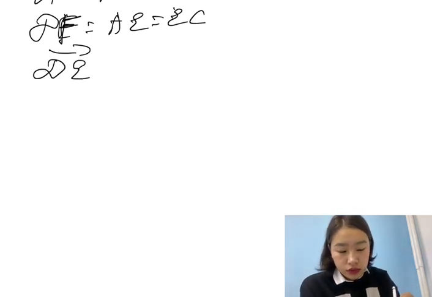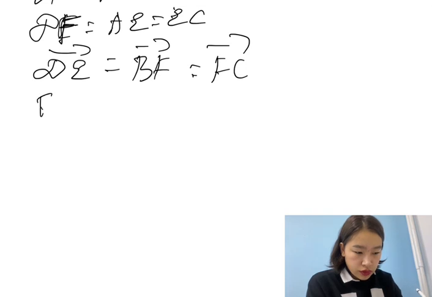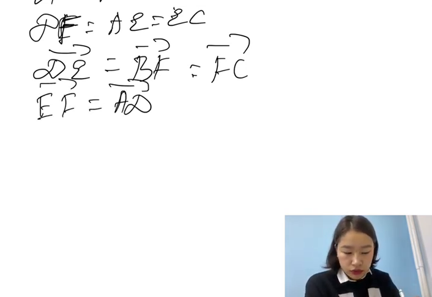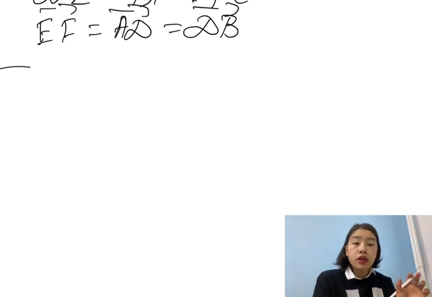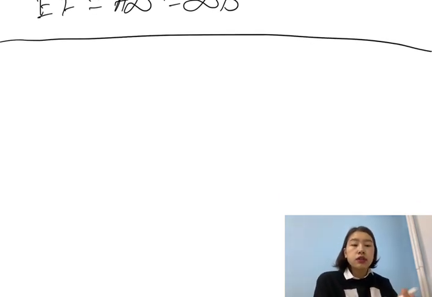Let's write the first one, just DE vector is equal to BF vector and it equal to FC vector. And the second one will be AF vector is equal to AD vector and DB vector also. Okay, I think another one you can write and show. It's easy.